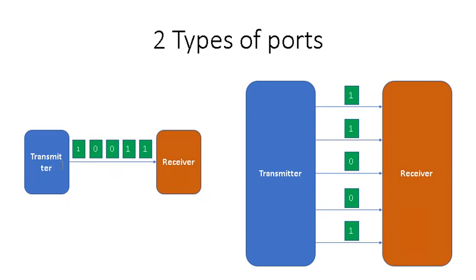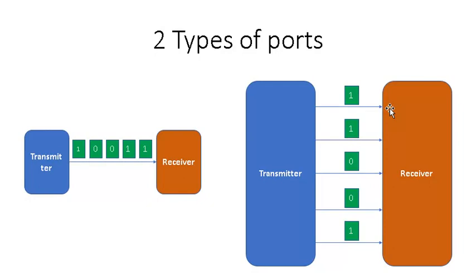So this is the serial port. The ports which are serial are going to be in this format. So if they have just one line of data, that means they are a serial port. And we have another type of ports which are parallel ports. Parallel ports means they have multiple lines of data and each one of them can transfer one bit of data at a time.